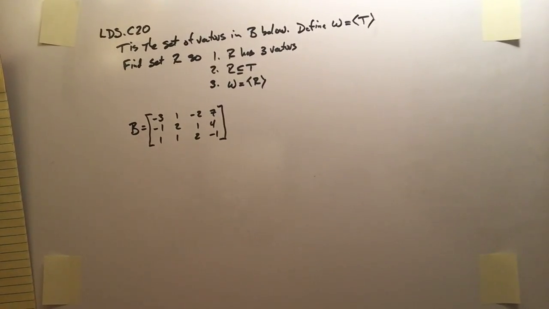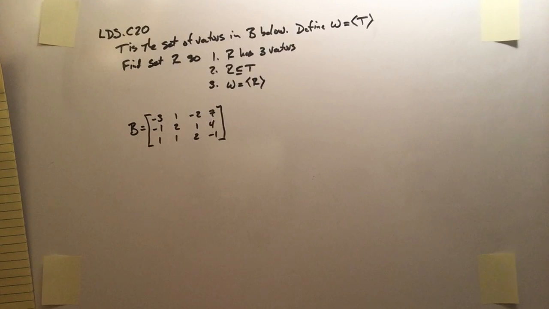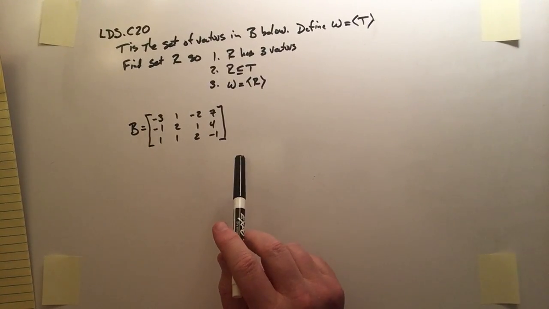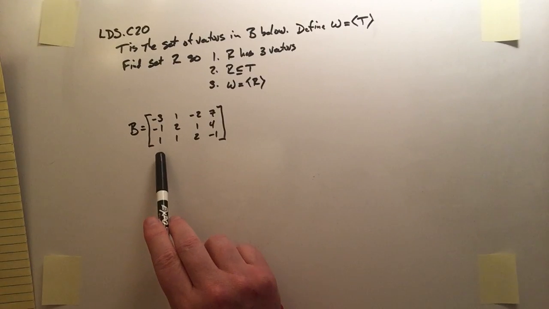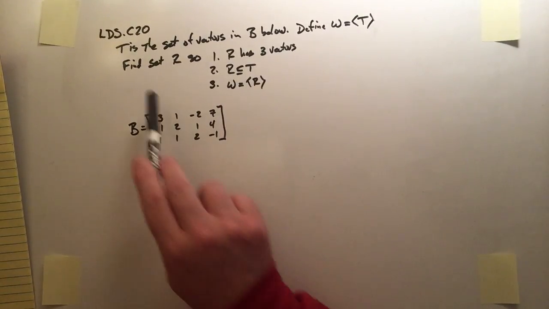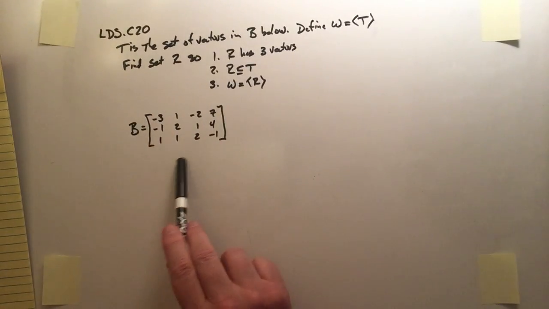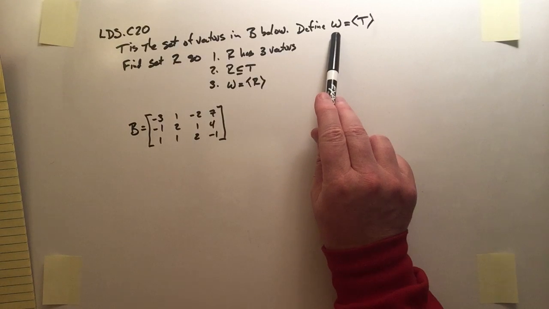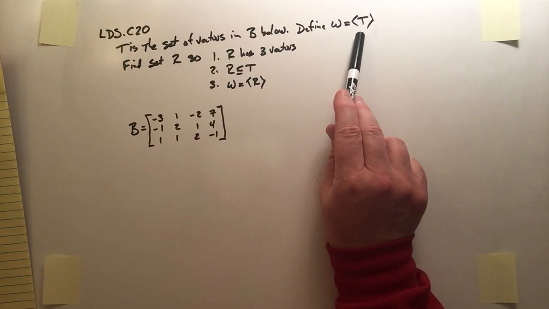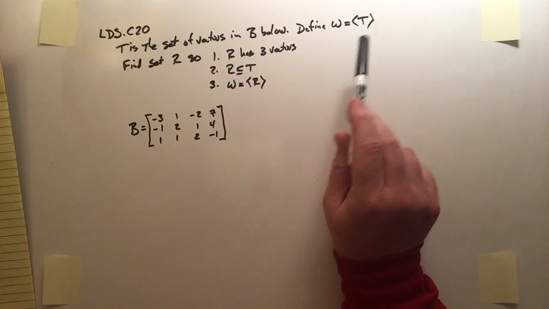Okay, so this is LDS.C20 sample problem, and in it we're going to be working with this vector b. Basically, this vector b is the set of vectors in the set T. Further, we want to define W, which is the linear combination of T, basically the span of T.